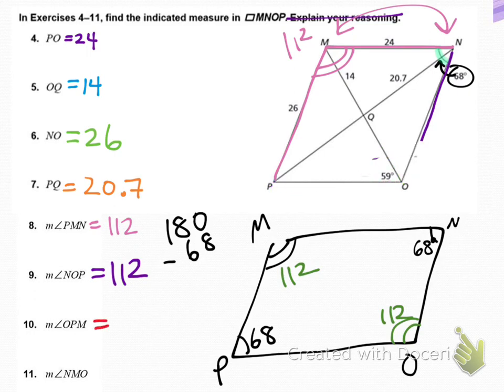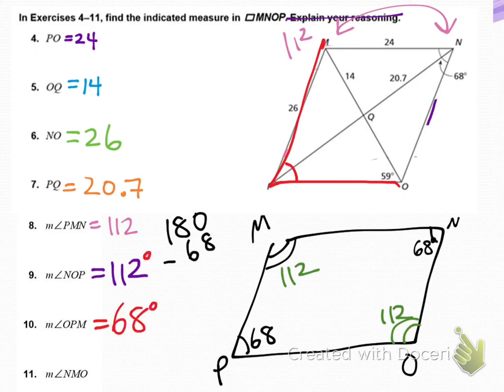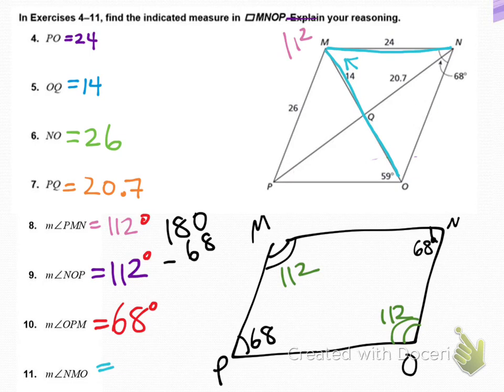OPM, let me erase some so we can look at stuff. OPM is this whole angle, so it is 68 also. And then last, we've got NMO, which is this angle. Does anybody know what it is? It is 59. I'll show you why.